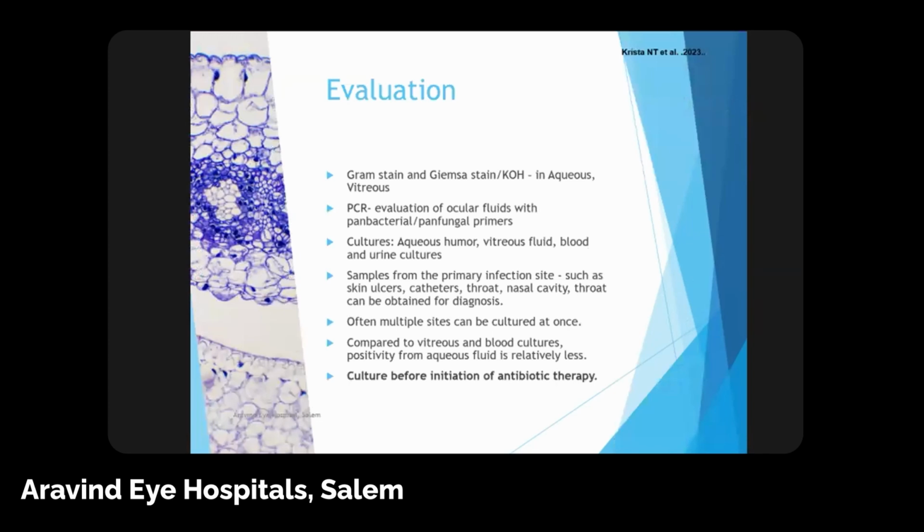Evaluation: Gram stain, Giemsa, KOH from ocular specimens. PCR is again sent, as I mentioned earlier, along with cultures. Samples can be taken from wherever you suspect the infective source to be. Compared to vitreous and blood cultures, aqueous culture positivity is very low. Keep this in mind always. Send for cultures before initiating any antibiotic therapy.